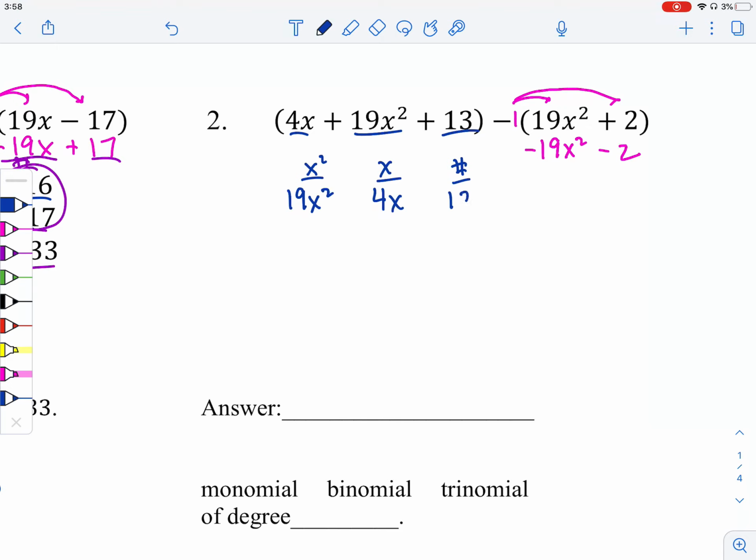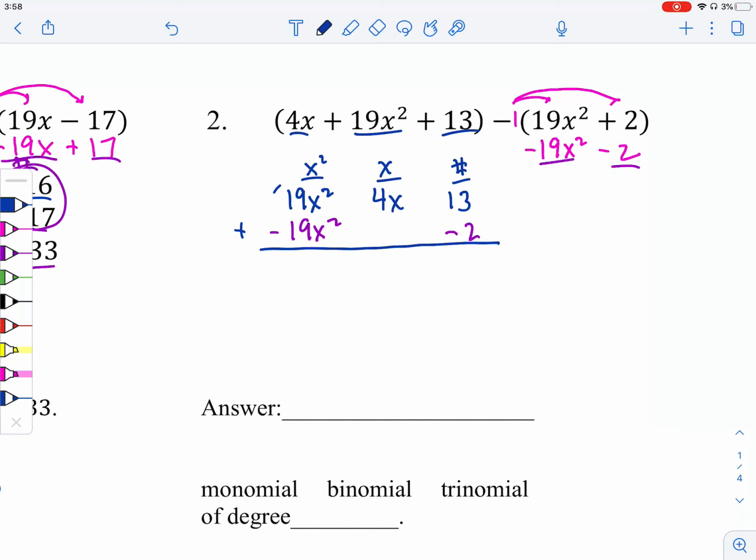Then we have 13, put that in our number column. Perfect. Then we go to our second polynomial. So you have negative 19x squared. Put that in the x squared column. And then we have a negative 2 number. Put that in our number column. We don't have any x's in the second polynomial, so we don't have to put anything. And now we're just going to add them, right?